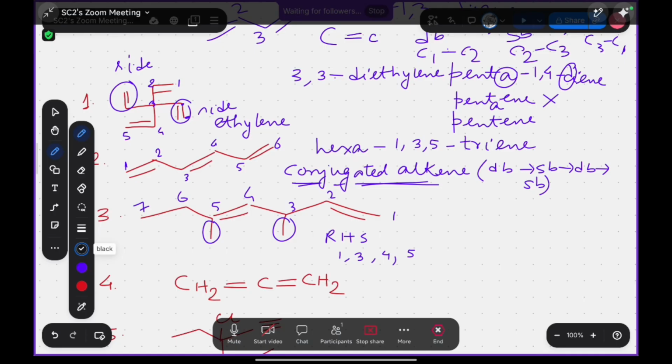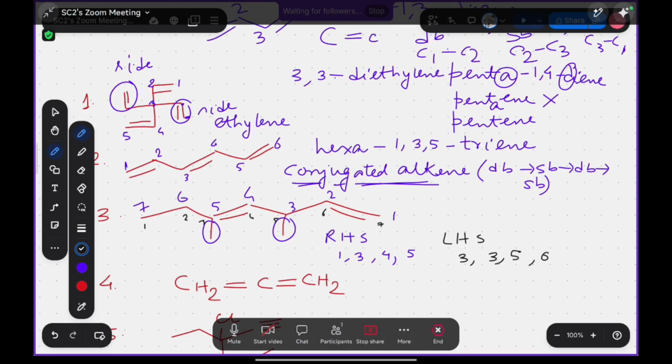And at the 5th position, we are having a side chain. If we do the same numbering from the left hand side, 1, 2, 3, 4, 5, 6, 7, what do we see? At the 3 position, we are having a side chain as well as a double bond. Then at the 5th position, we are having a side chain. And at the 6th position, we are having a double bond.